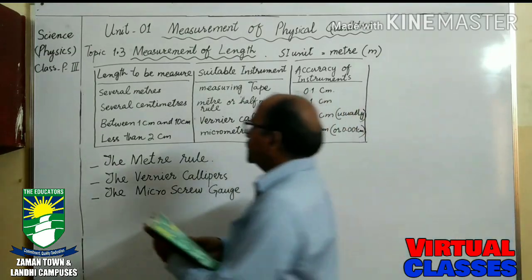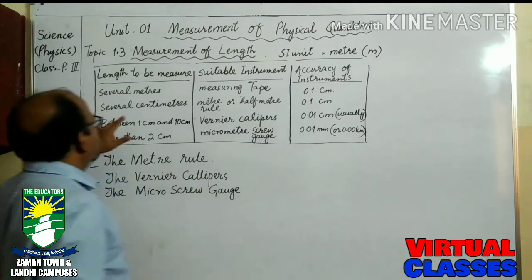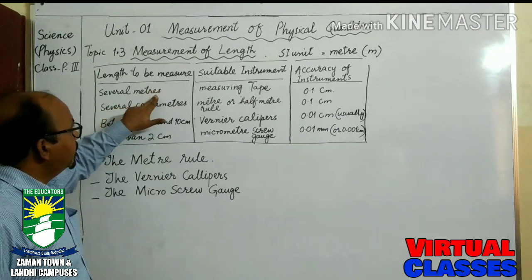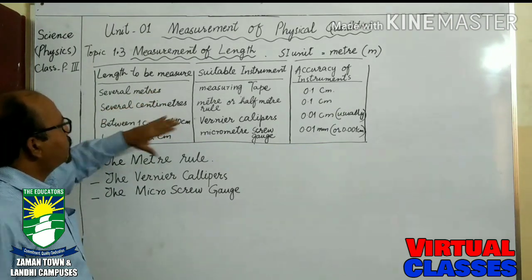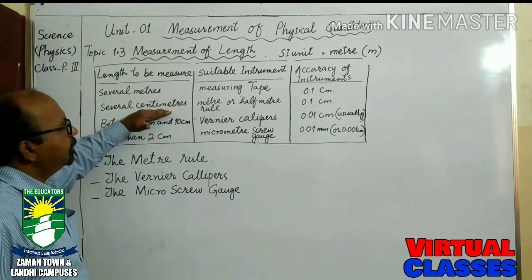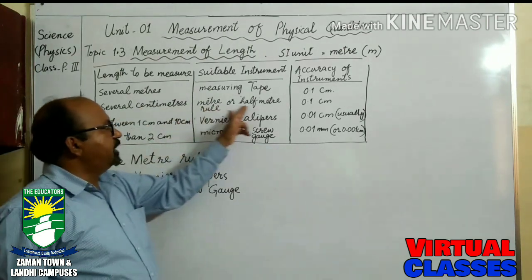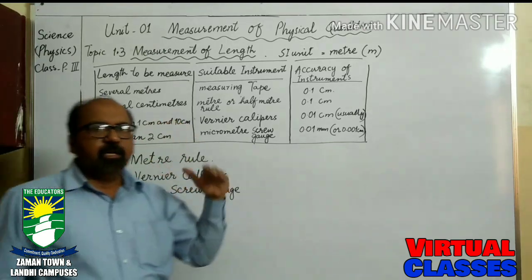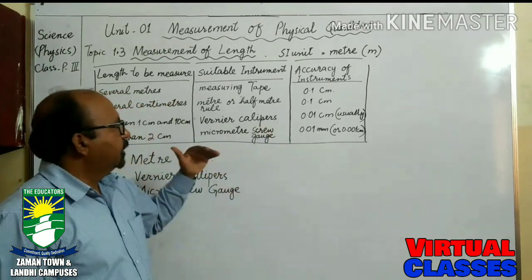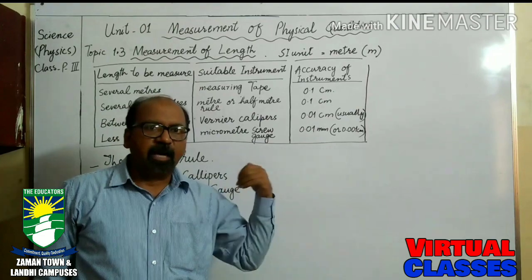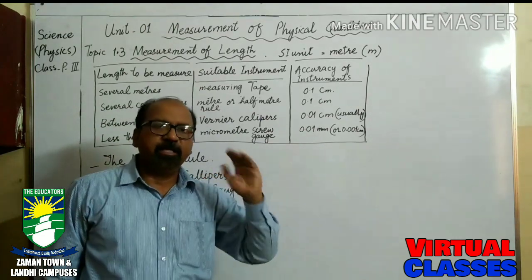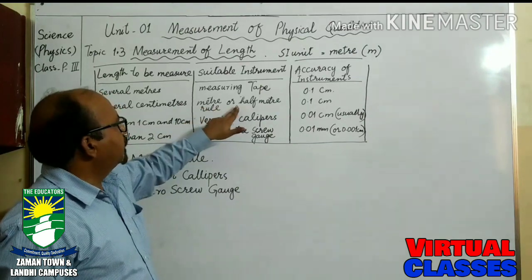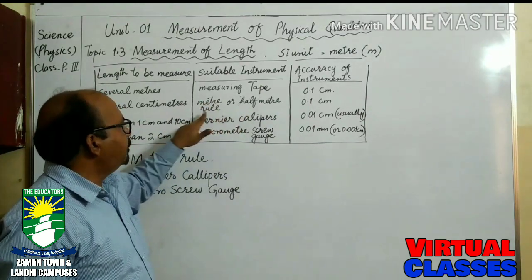Okay, and if we want to measure several centimeters, here we have measured several meters, now the smallest unit, several centimeters, so we use the meter rule and half meter rule. These are used in science laboratories. When you come and I take you to the science lab, I will definitely show you the meter rule and the half meter rule.